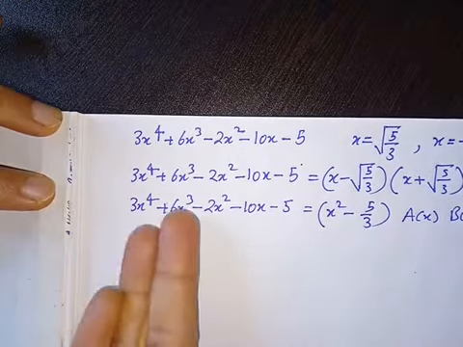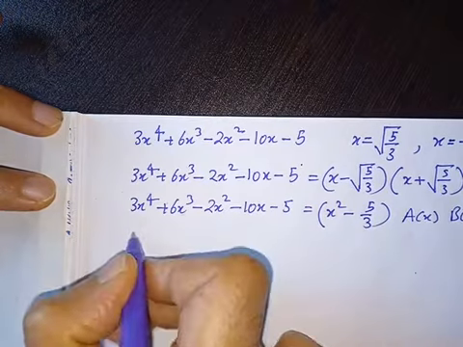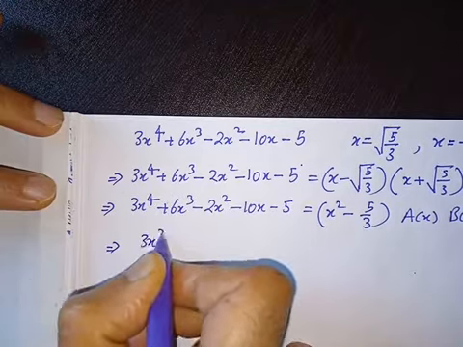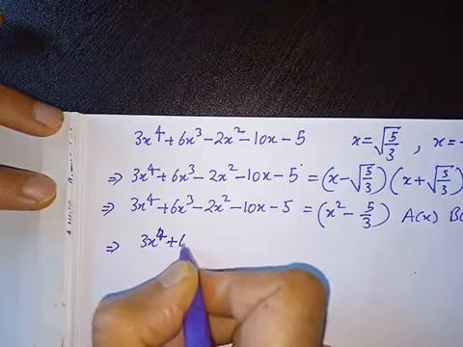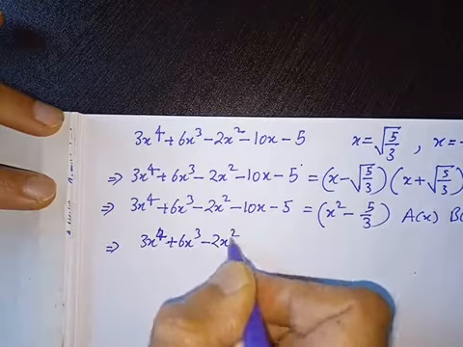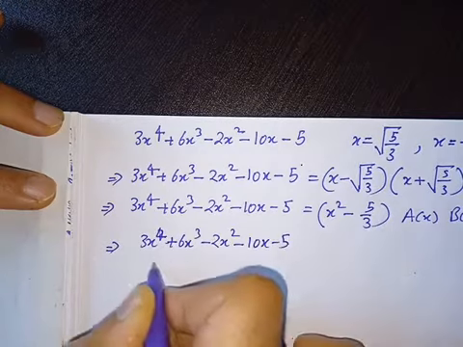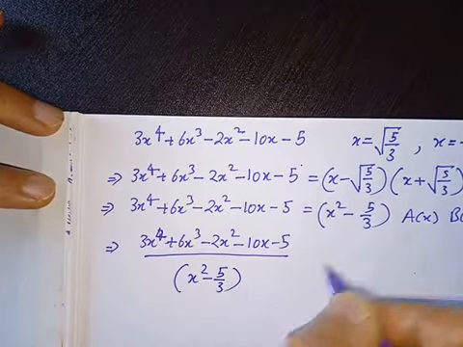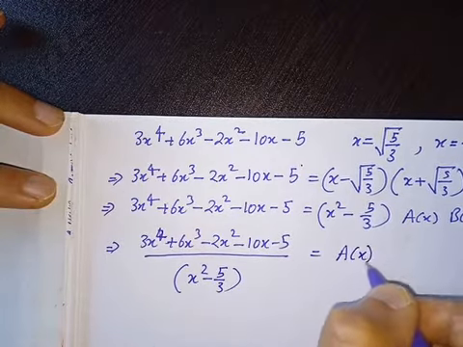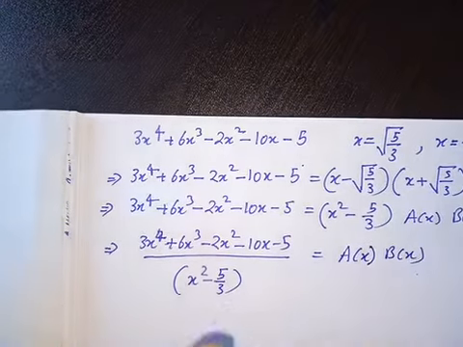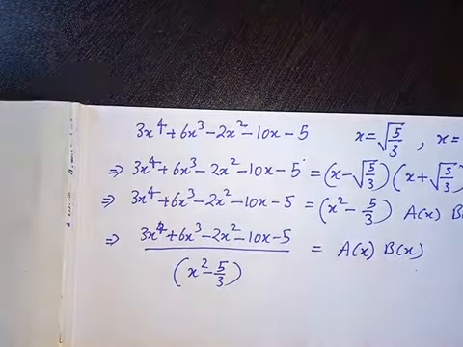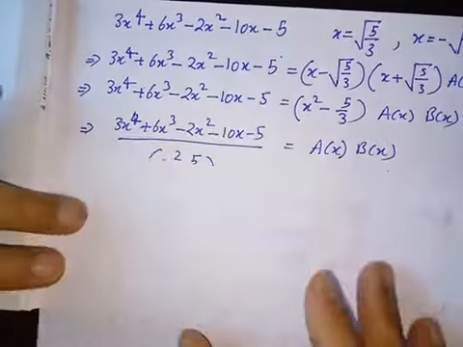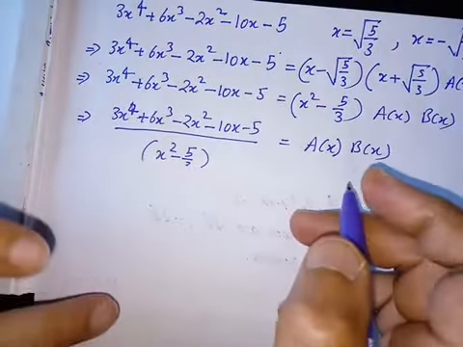For that we have to divide the polynomial by this polynomial. So we will be dividing 3x to the power 4 plus 6x cube minus 2x square minus 10x minus 5 by x square minus 5 by 3, which is equal to ax and bx. Now for this division we will use the long division method, and that will be a rough work.